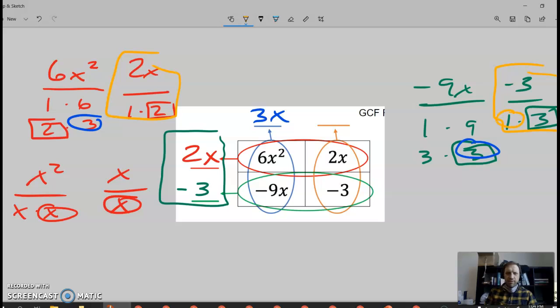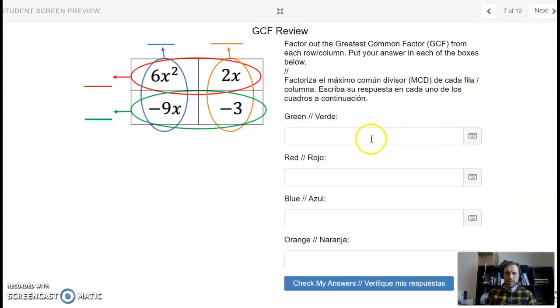You can see it. The only thing that they both share is a 1. And so I know that my factors are going to be 3x and 1 up here, 2x and negative 3 here. So if we go to this line, green was negative 3. The red was 2x. The blue was 3x. And the orange was 1. So check those answers, see how you got it.